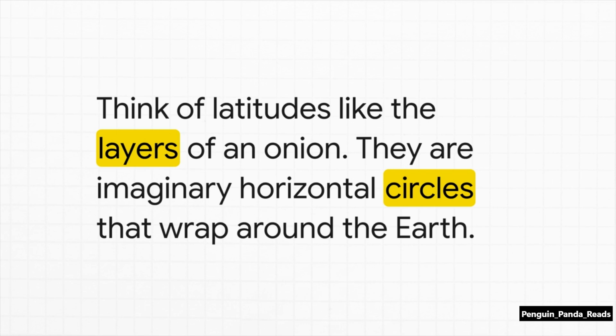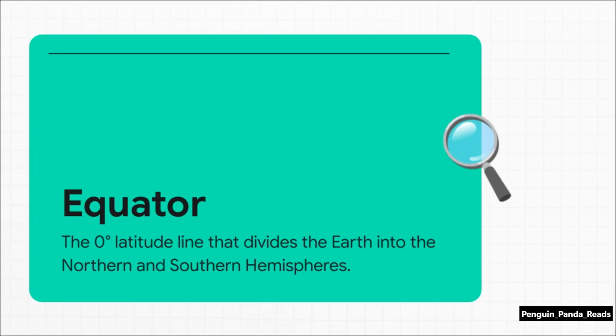A really great way to picture this is to think about an onion. You know how it has all those layers? Each layer is a complete circle, just like a line of latitude. The king of all latitudes, the most important one, is the one running right around the middle of the Earth. That's the equator. We call that one 0 degrees, and it's our main starting point. It perfectly splits the Earth into two halves. Everything above it is the northern hemisphere, and everything below it is the southern hemisphere.